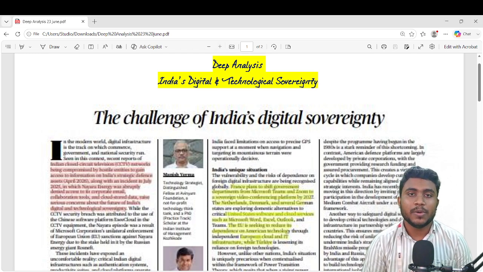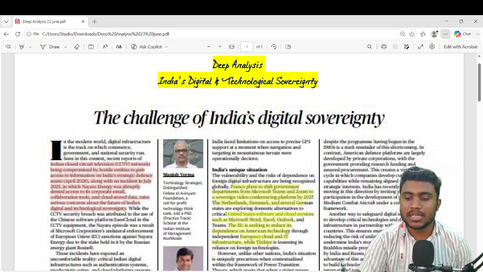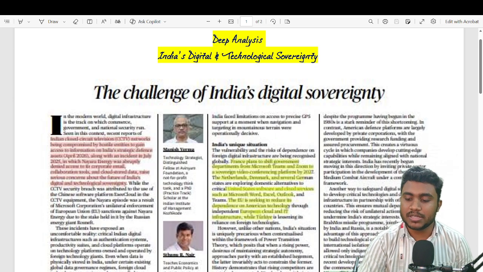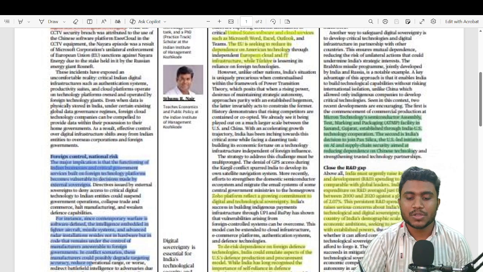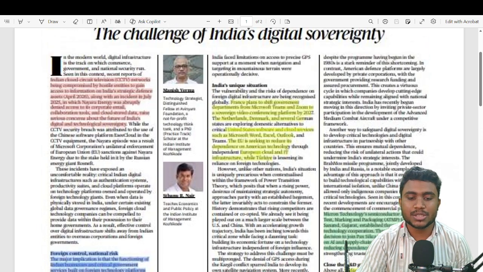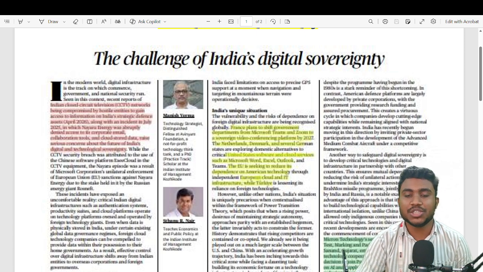Today we are going to discuss India's digital and technology sovereignty. Technological sovereignty is a very important topic these days because of so many reasons. We'll discuss it. In today's The Hindu newspaper, there is an article on this topic: the challenge of India's digital sovereignty.